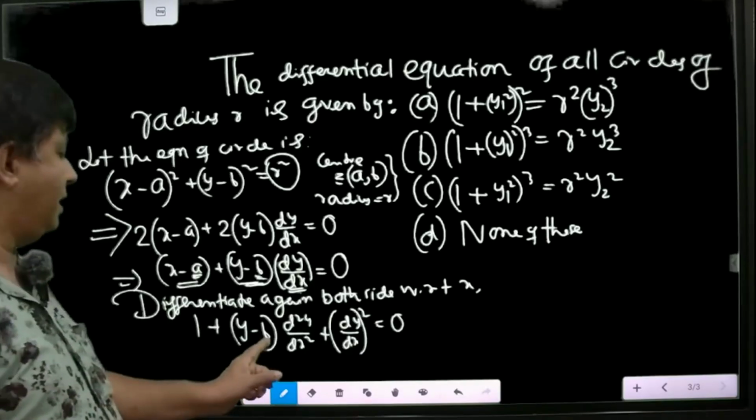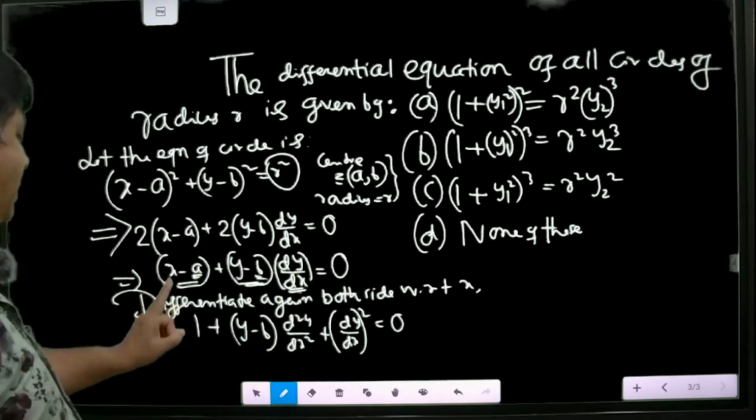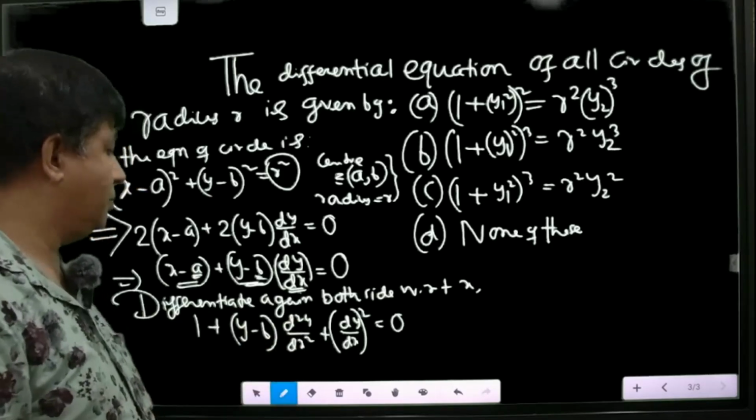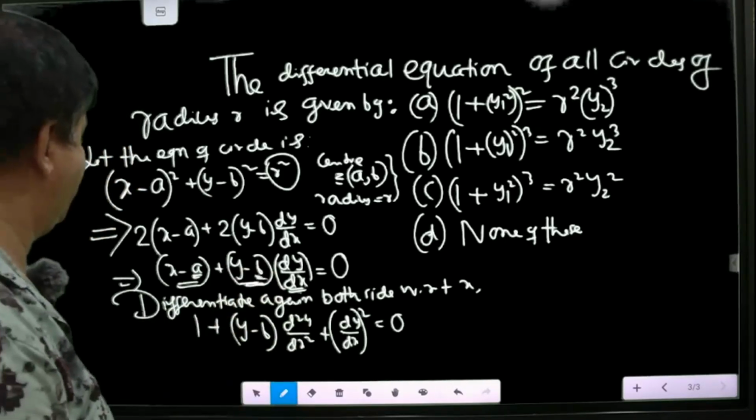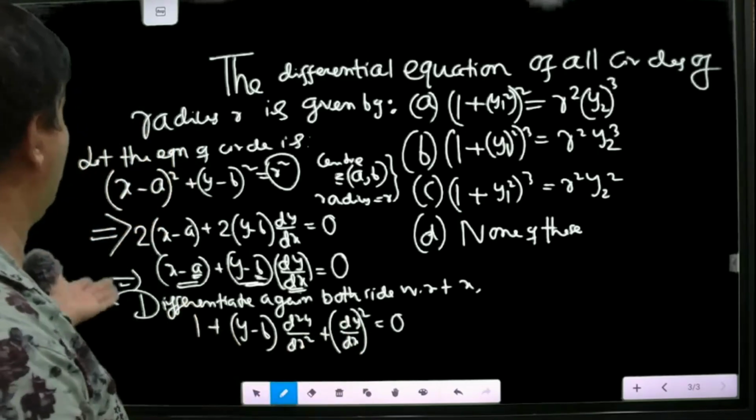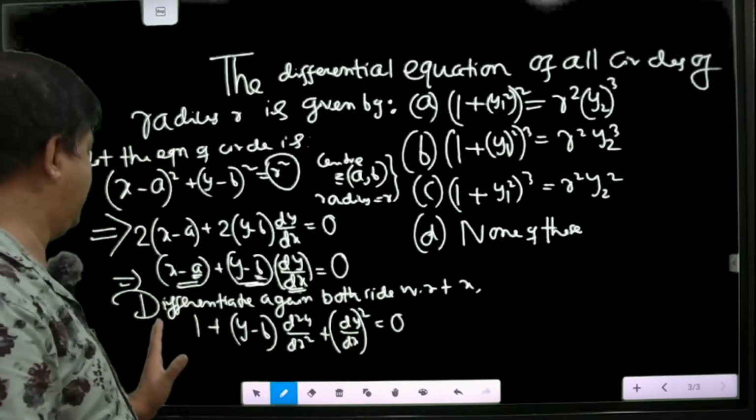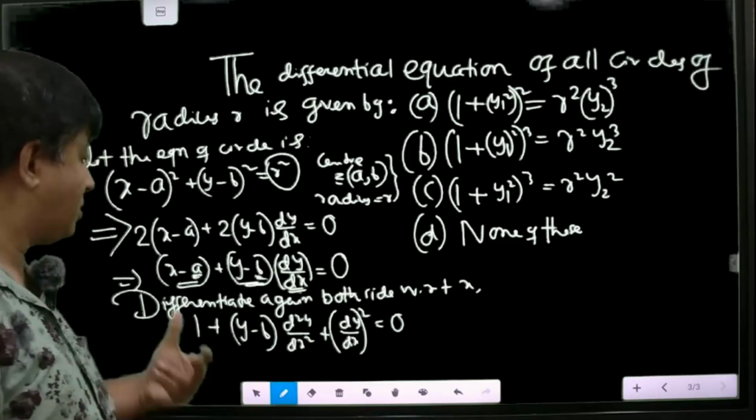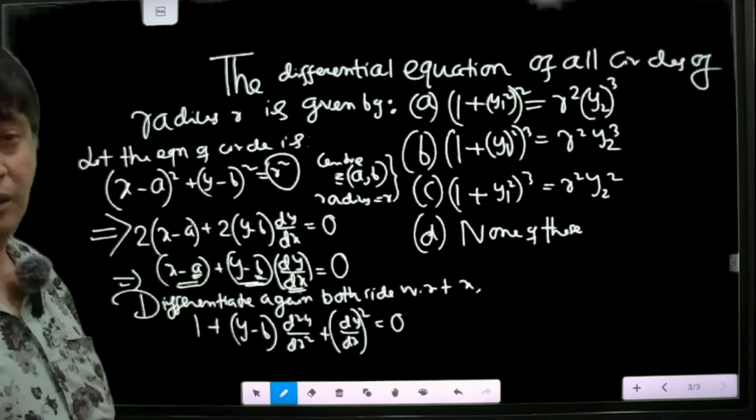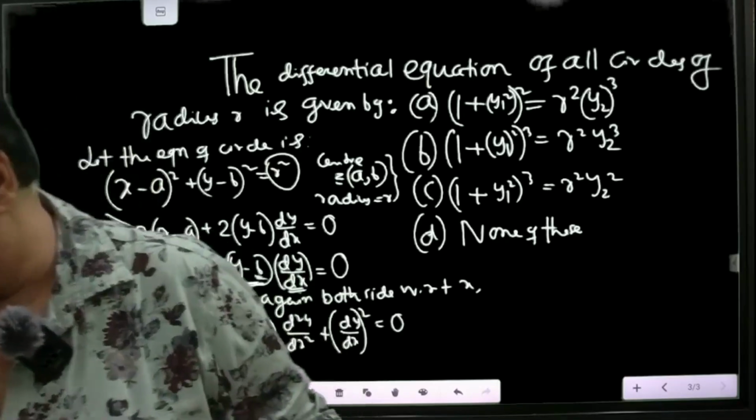So y minus b, this part is 1. This is (y minus b) d2y/dx2 plus (dy/dx) whole square. Hope up to this stage it is simple differentiation you could manage. What will be our next step? Still you can say, okay, there is a term b. How to remove that b? Let's see.